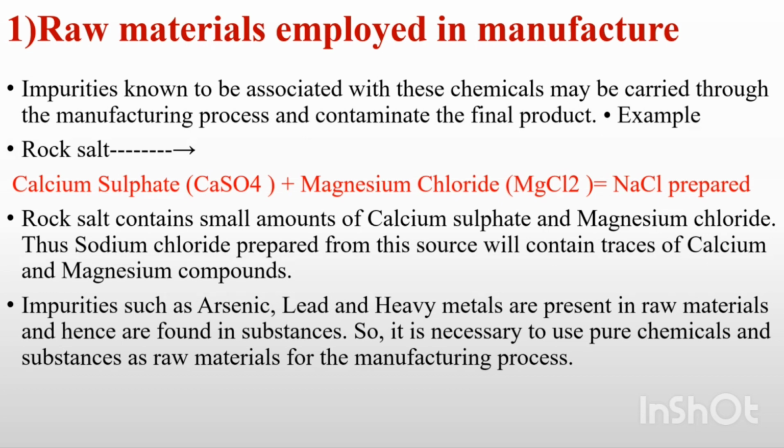rock salt contains amounts of calcium sulfate and magnesium chloride. Then the sodium chloride prepared from this source will contain calcium and magnesium compounds. Impurities such as arsenic, lead and heavy metals are present in the raw materials and hence are found in the substances. So it is necessary to use pure chemicals and substances as raw materials for manufacturing processes. In this process we use raw materials like rock salt, which contains impurities such as arsenic, lead and heavy metals, so it is very necessary to use the raw material in pure form.